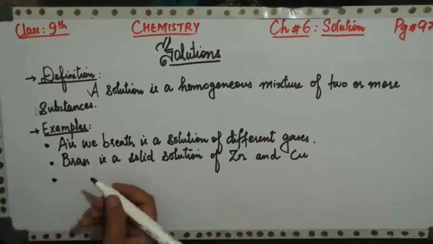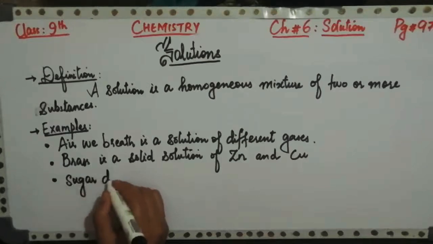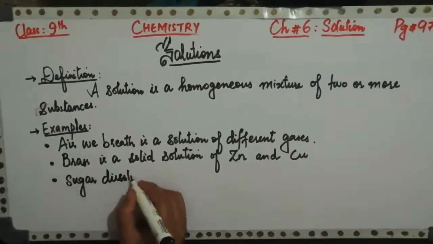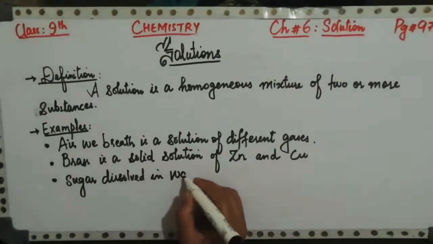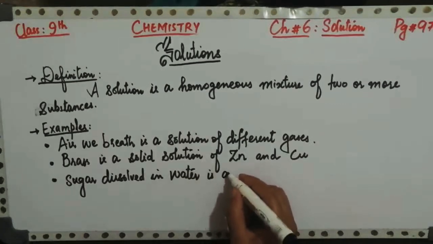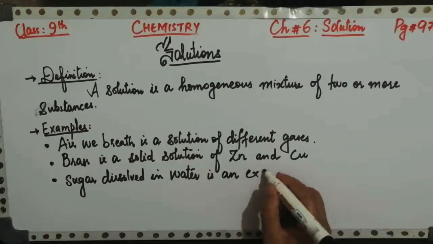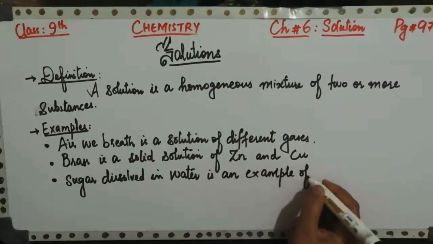Third one, sugar dissolved in water. Sugar dissolved in water. When you dissolve sugar in water, this also makes a solution, and this type of solution is an example of what type of solution? It is an example of liquid solution.